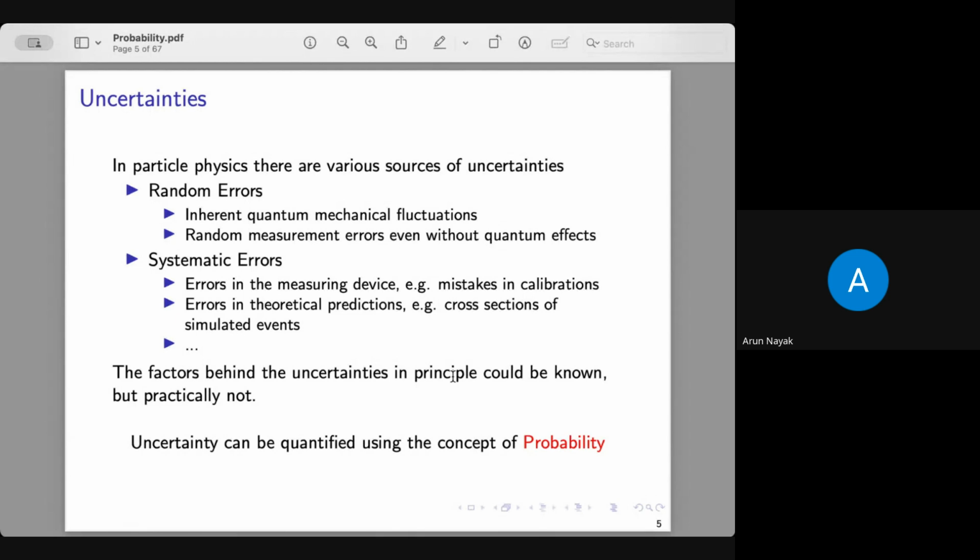And when you estimate these factors, in principle they can be known, but in practice you cannot always quantify all the sources of these errors, though you can broadly classify them as random or systematic. Okay. So when you want to quantify these uncertainties, we use the concept of probability.